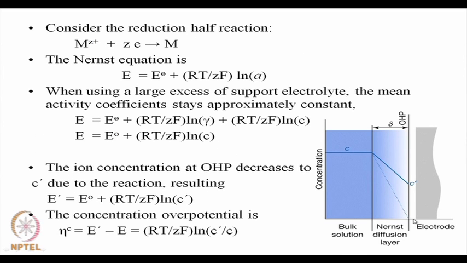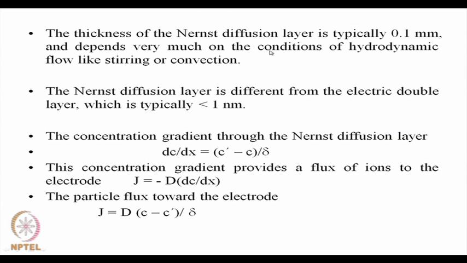This is your Nernst diffusion layer, this is your bulk solution, this is your electrode. So, the diffusion layer is typically of the order of 0.1 millimeter and depends very much on the condition of hydrodynamic flow, like stirring and convection. So, if you stir the solution, then this thickness will be different.